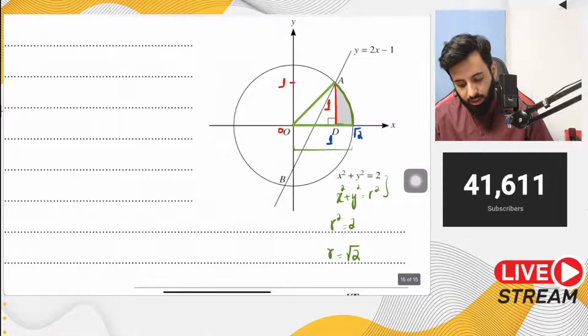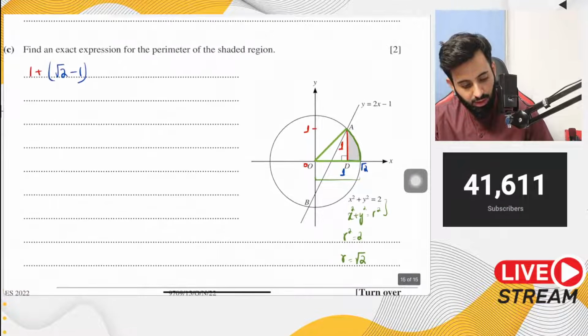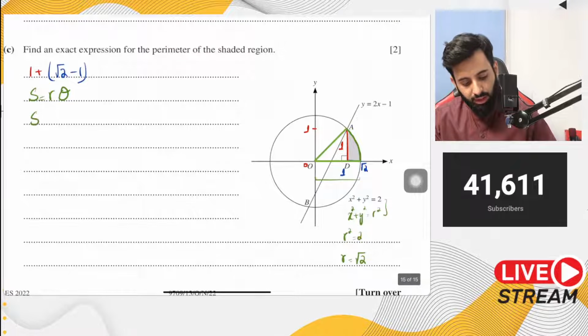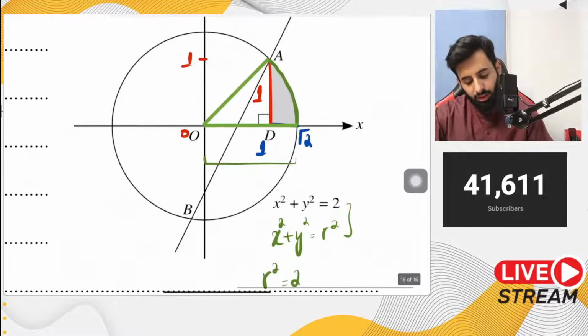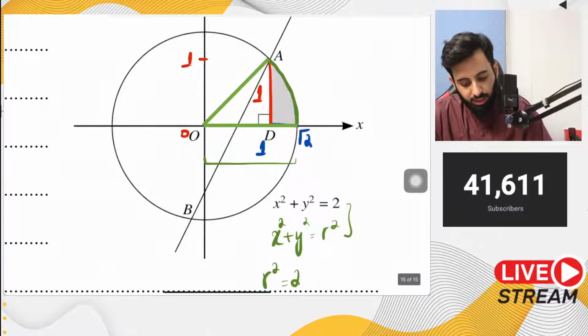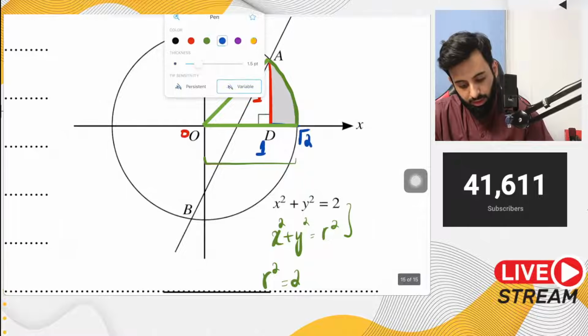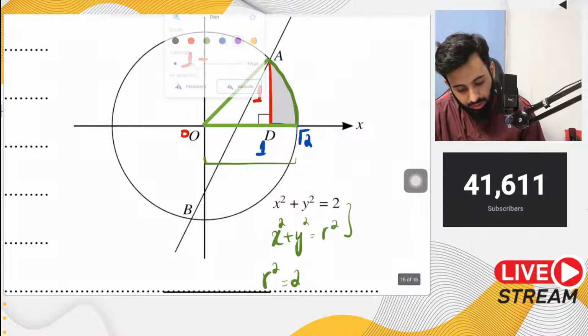Now how do you find the arc length? Any arc length for that matter. It's s equals r theta. So as far as the radius is concerned, we have that. Now what's left is finding theta. To find theta, we have to be a little creative. I'll tell you how right now. So let me switch to a different color.